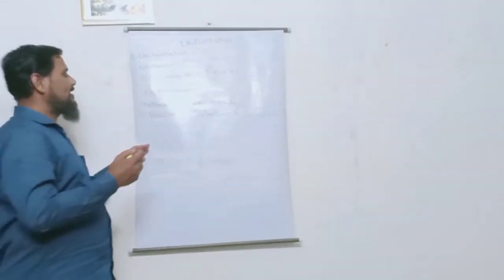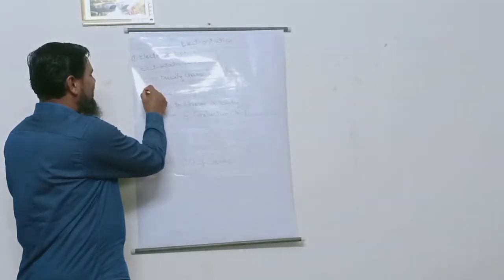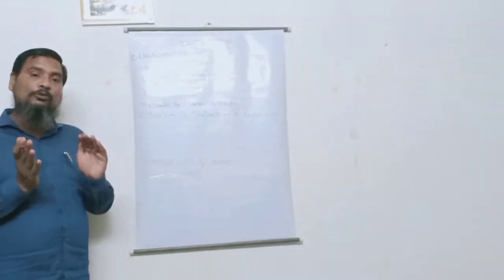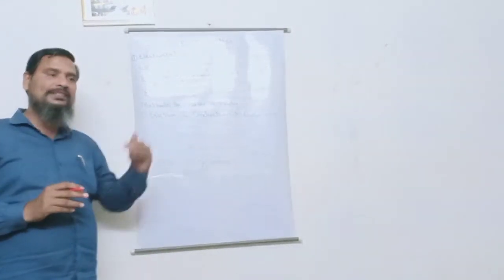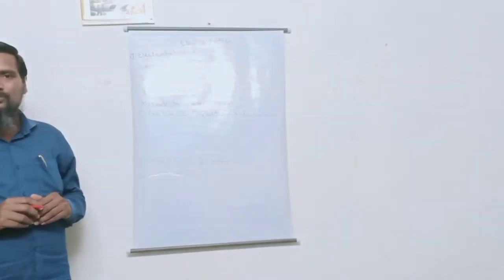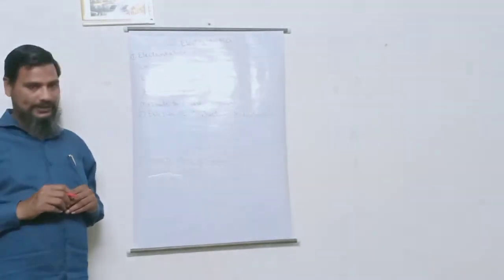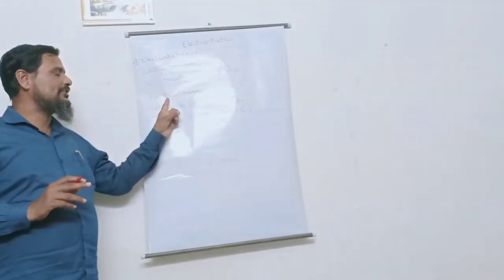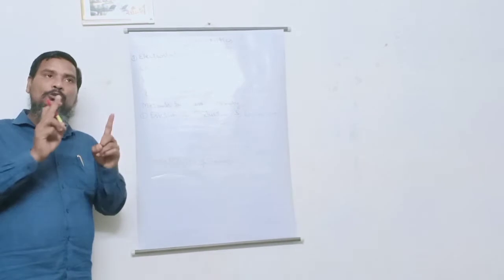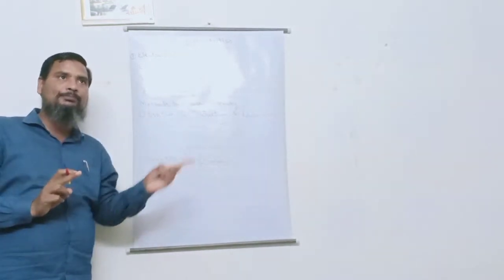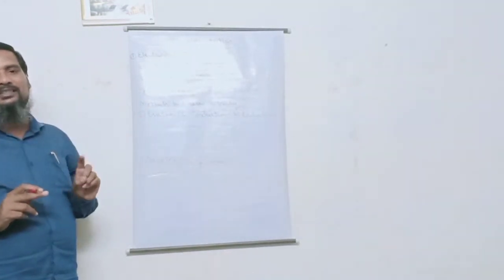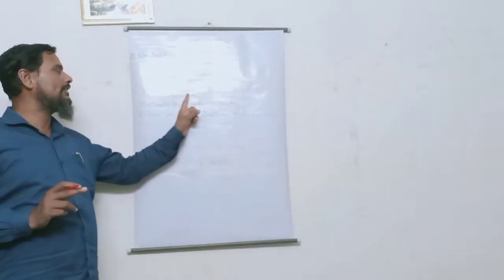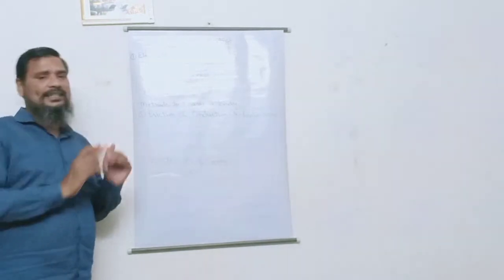Now we shall discuss electric charge. What is electric charge? Electric charge is the property acquired by a body by which it exerts electrostatic force on other bodies. Again, electric charge is the property acquired by a body by which it exerts electrostatic force on other bodies. This is a property.